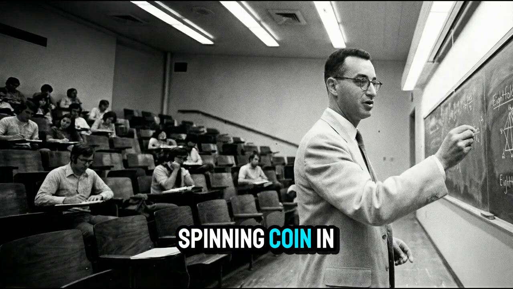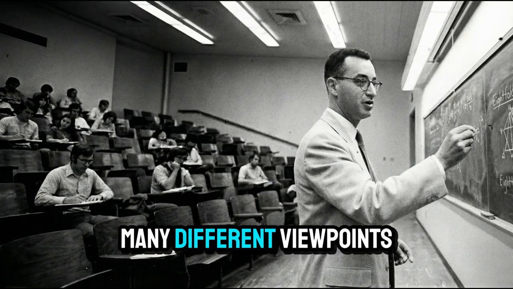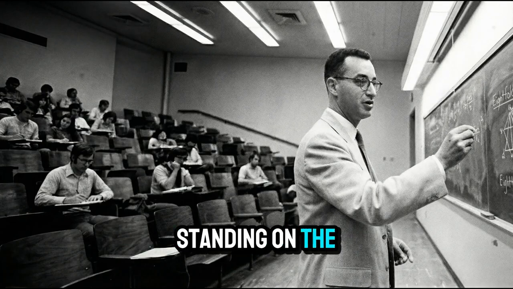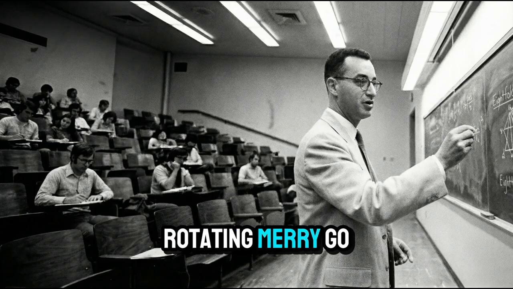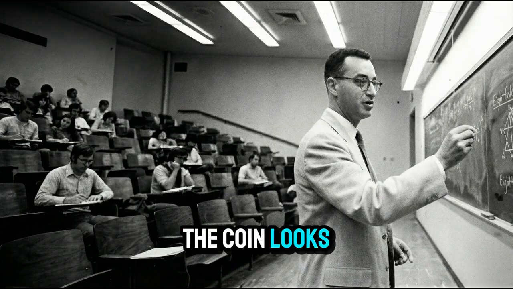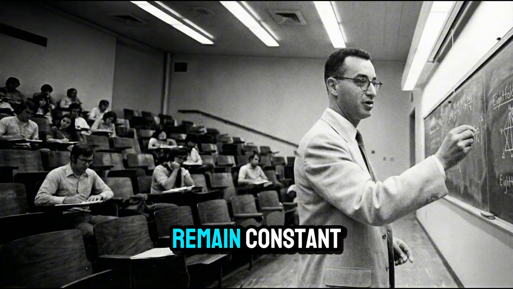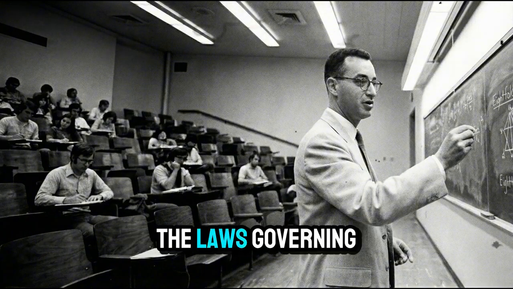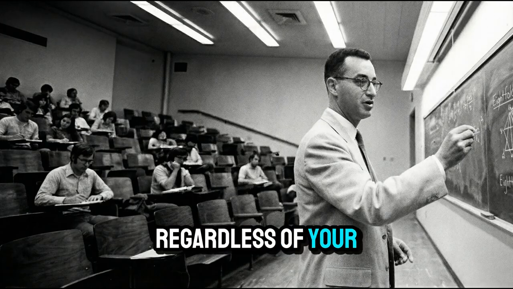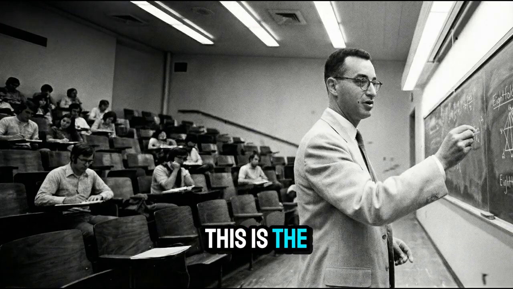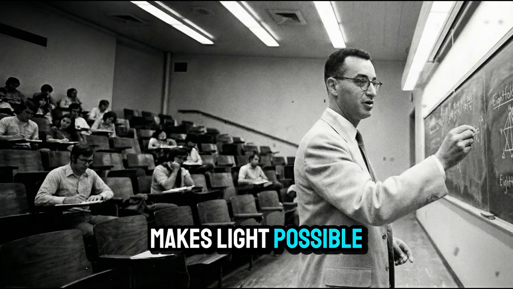Think about a spinning coin in the air. You can describe its motion from many different viewpoints: standing on the ground, sitting in a moving car, riding on a rotating merry-go-round. The coin looks different from each perspective, but certain relationships remain constant. The laws governing its motion are the same regardless of your reference frame. This is the essence of gauge symmetry, and it's what makes light possible.